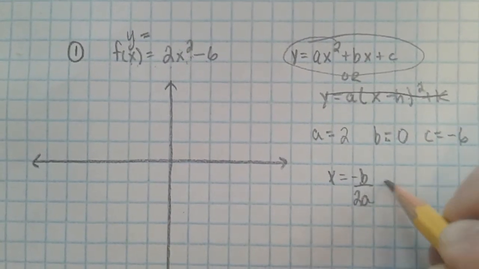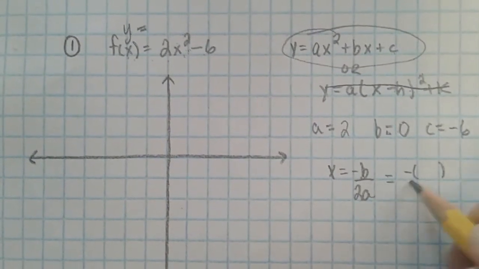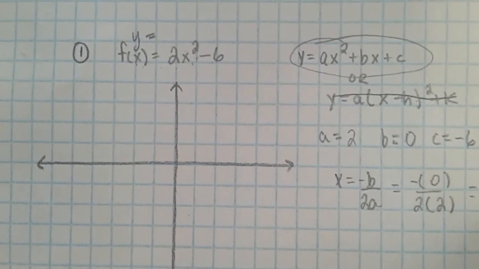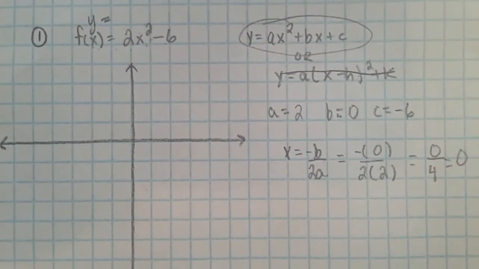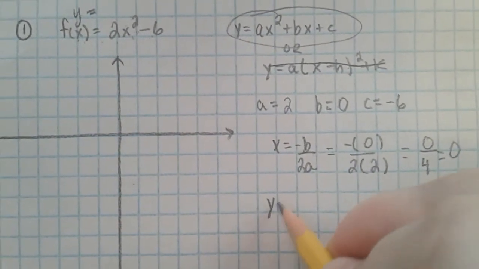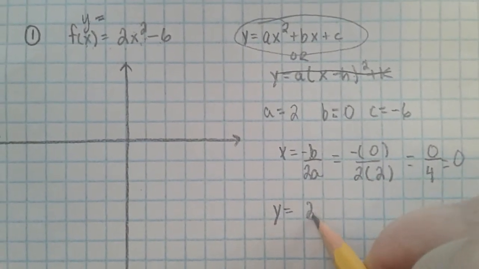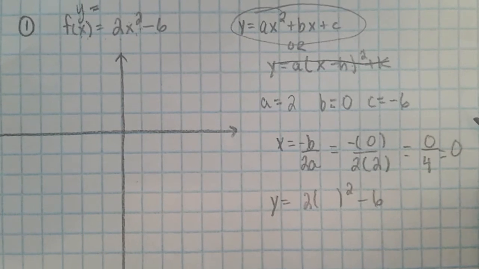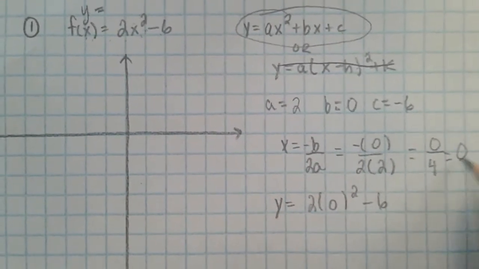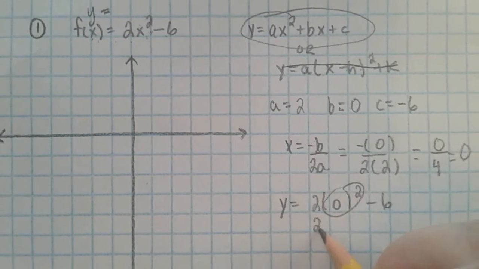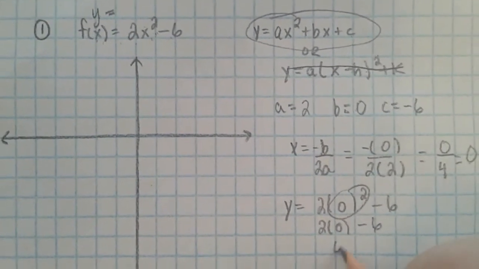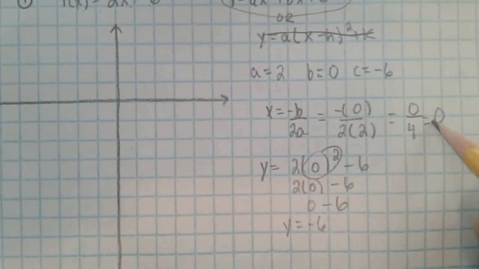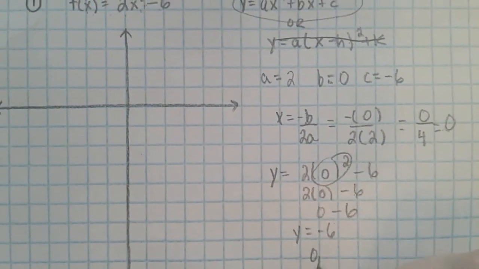Okay, to find the vertex from standard form, we need to use negative b over 2a. The b value is 0, the a value is 2. That's 0 over 4, which is 0, so x is 0. So I need to plug 0 into the original equation, y equals 2x squared minus 6. I take the x out, I replace it with parentheses, and now I'm going to put the 0 in because that's what x equals. 0 squared is 0. So now that's 2 times 0 minus 6, 0 minus 6, y equals negative 6. So my vertex is that x is 0, y is negative 6.